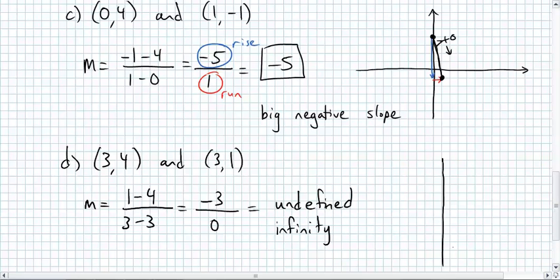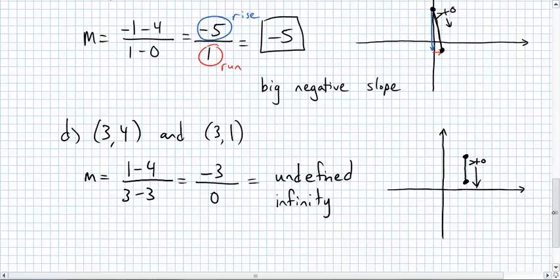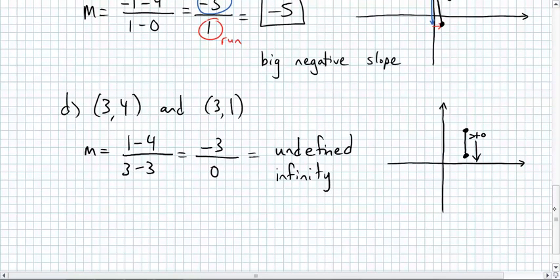Let's take a look at what it looks like on the graphs. So we've got the point 3, 4, and 3, 1. If we connect those dots, now imagine trying to walk along a line like that. You're totally going to fall off. Okay, it's so steep that we say it's infinitely steep.